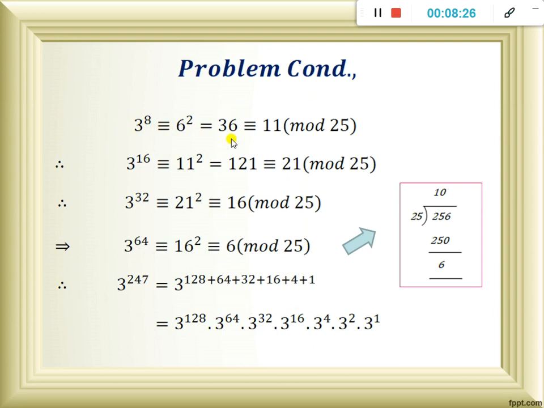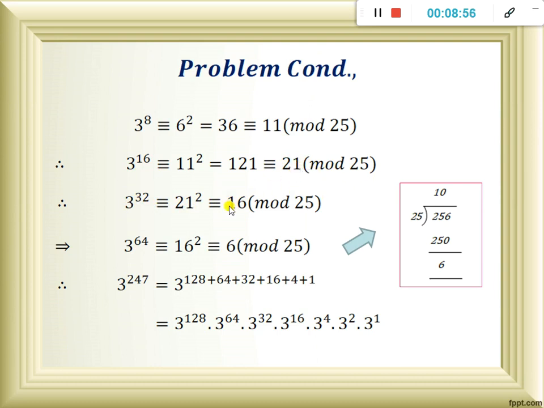So 6 square becomes 36. While dividing 36 by 25, the remainder is 11. Again, one more time I would like to square that. So the left hand side becomes 3 power 16. So 11 square becomes 121. Dividing this 121 by 25, the remainder is 21. So one more time square. Even in this case, after getting 21, if we square both sides, it is so complicated.